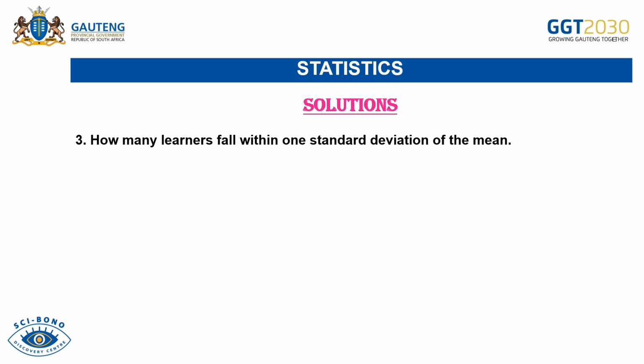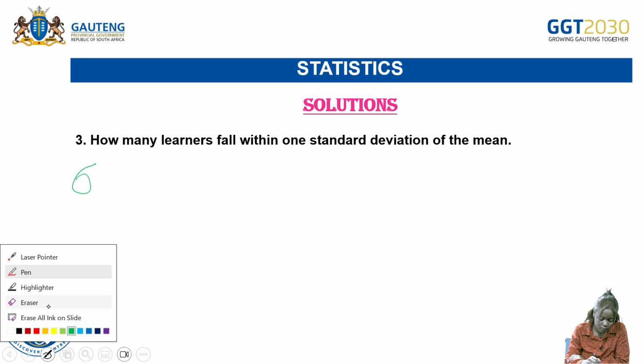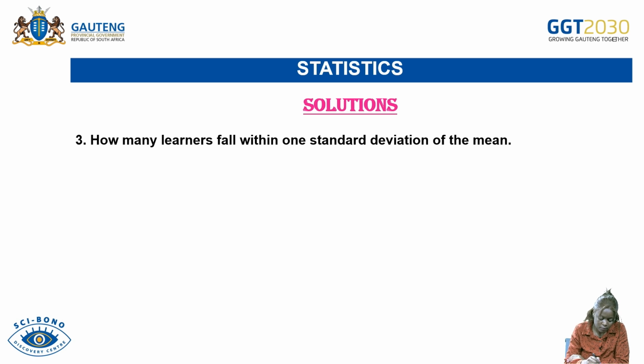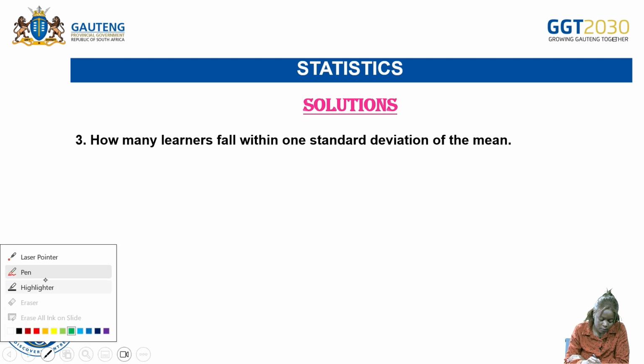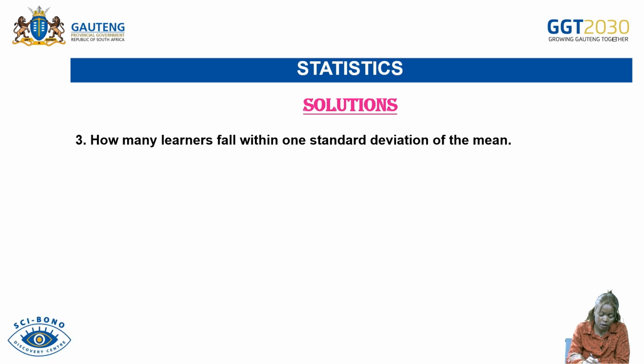Then let's move to number 3. It says how many learners fall within one standard deviation of the mean. So for the number of learners that fall within one standard deviation of the mean, you'll say it's your mean minus your standard deviation up to your mean plus your standard deviation.